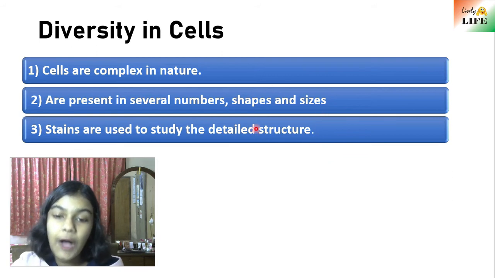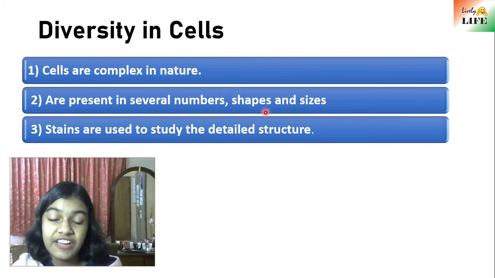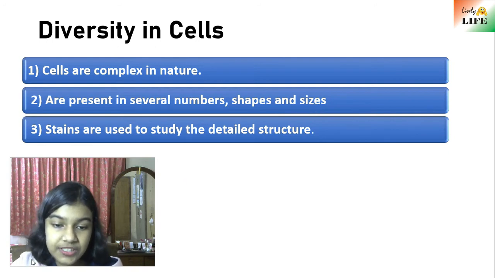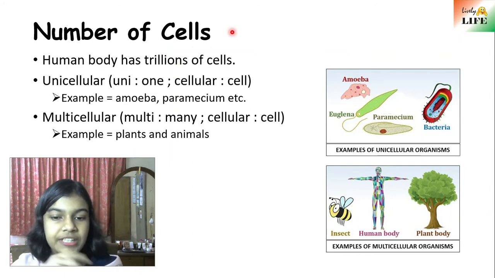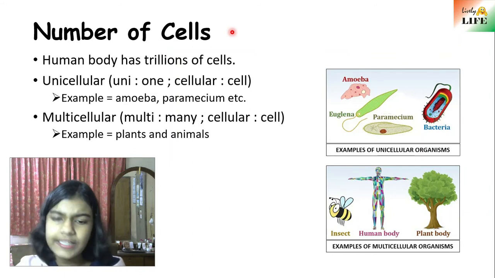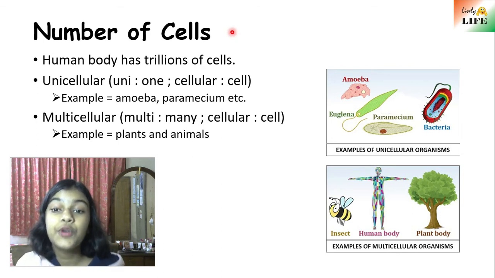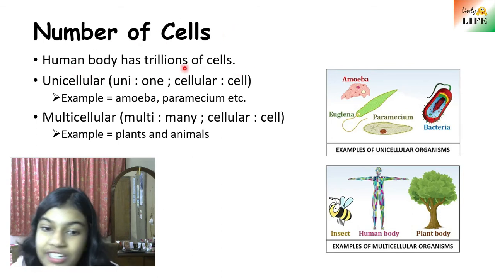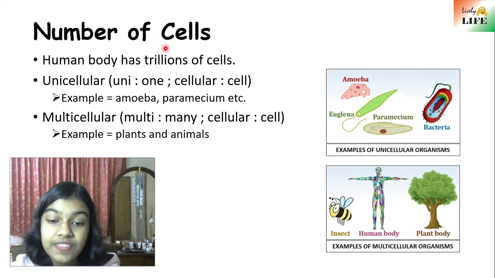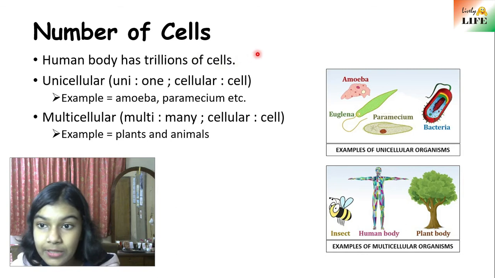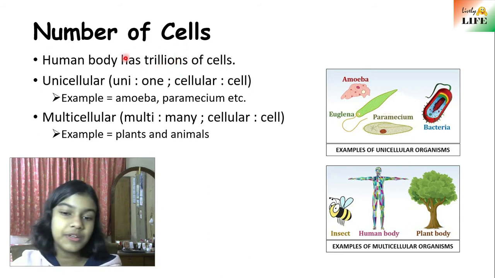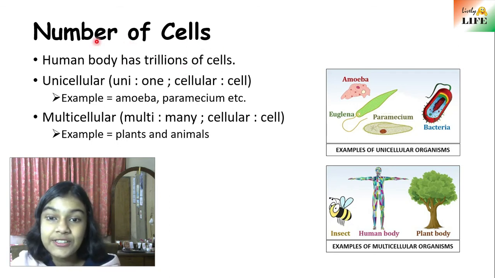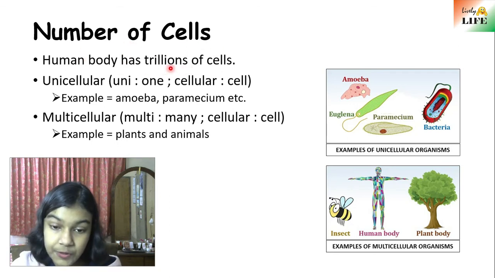Now let us learn how cells vary in number, shapes and sizes. First we're going to learn about the number of cells. How many cells do you think are present in our body? In a human, for example, there are trillions of cells. Human body has trillions of cells. Trillion means 1000 billion, and what does billion mean? It means 1000 million. So you can imagine how many cells are there in a human body. The number goes up to trillions. So the human body has a lot of cells. It is uncountable. We are not able to count it.